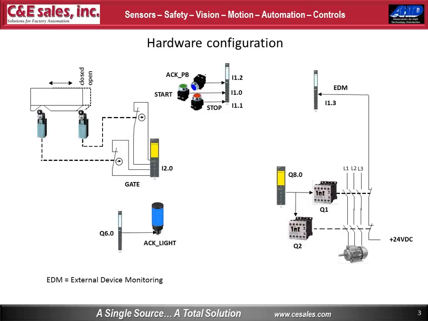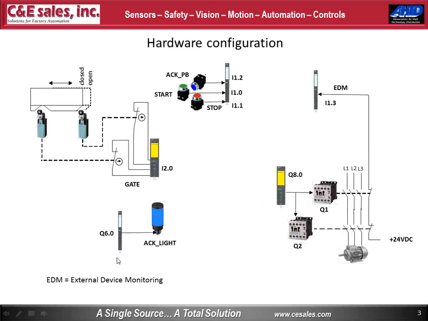This is a little snapshot of our hardware configuration. Some of these names for the inputs and outputs we'll see later when we go through some more of the code. But essentially, I have a guard door here that in the closed position, these two switches are normally closed, and the action of opening the door will drive those switches open. Those switches are connected to this fail-safe input module.